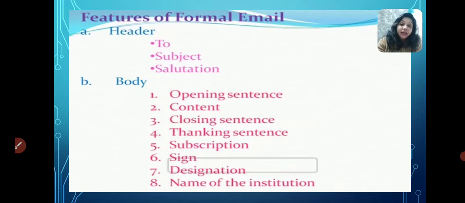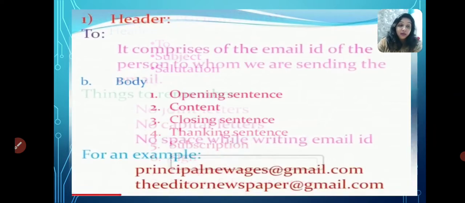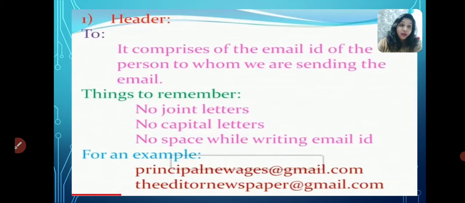Then we will write a subscription like yours faithfully, yours sincerely, yours truly, etc. when we write a formal email. Suppose you are writing an informal email, then you will write yours lovingly, or like that, when you are writing to your friends or relatives. Then signature, then designation, to which post or designation you belong, then at the last the name of the institution. So these are the things you have to keep in mind when you are writing the body of an email.